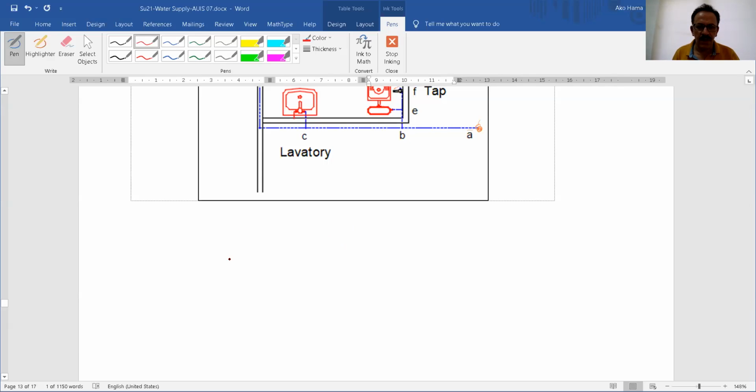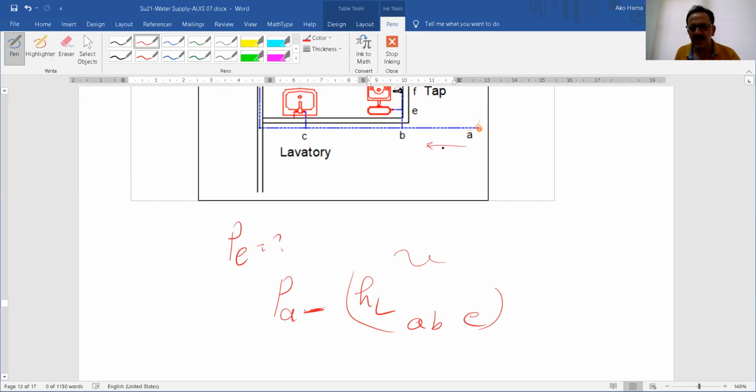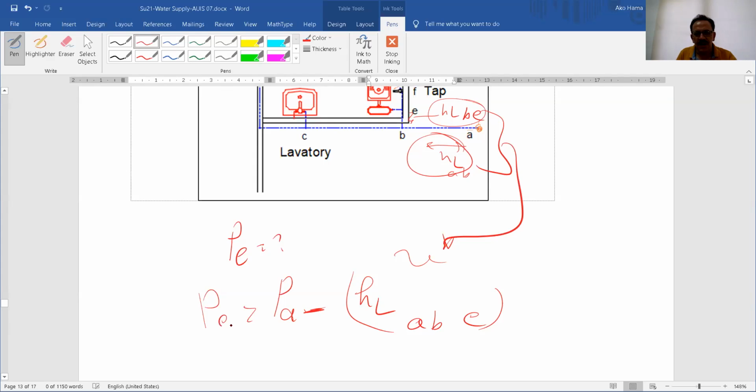So the pressure, I want to see how much is the pressure at E. It will be the pressure at A minus the head loss from A to B and B to E. So adding the head loss from A to B and the head loss from B to E together will give you the total head loss. And after that, I will see how much will be the pressure at E, and I will check that with the available one, or the required one.